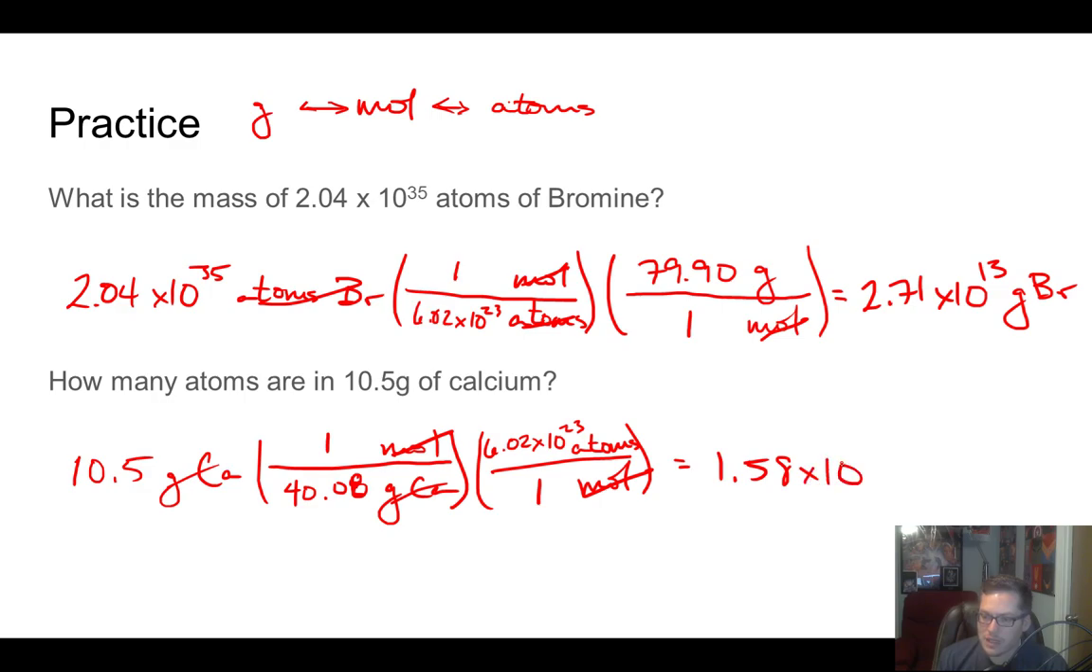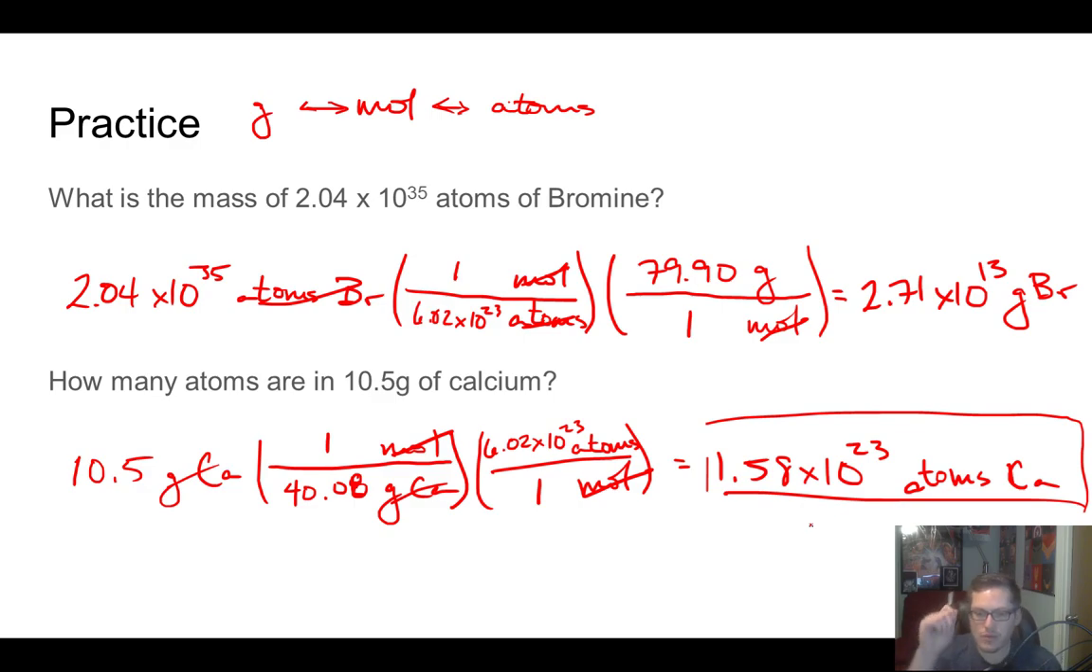1.58 times 10 to the 23rd atoms of calcium. Calcium is Ca. So there's our answer. If you had 10.5 grams of calcium in your supplement, you're really ingesting 1.58 times 10 to the 23rd atoms of calcium. That's quite a bit, right?